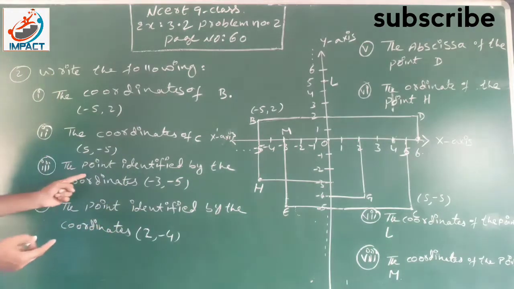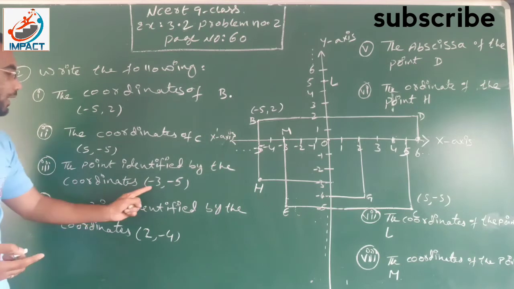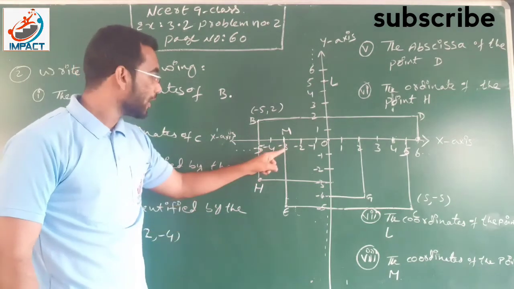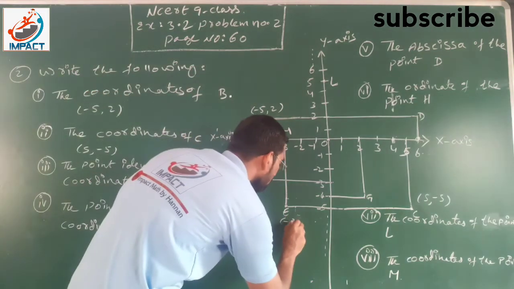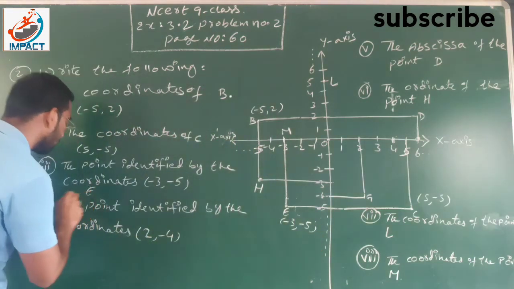Next question. The point identified by the coordinates (-3, -5). Where is -3? On the x-axis you find -3. With -5 on the y-axis, the point is E. E is the answer.